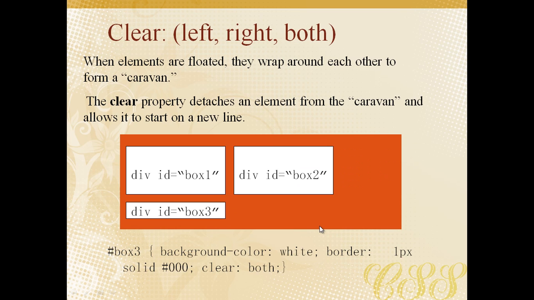Suppose you are floating all the elements and then you want to detach the element, then you can use a property called clear. So #box3, background-color white, border 1px solid #000, clear: both.